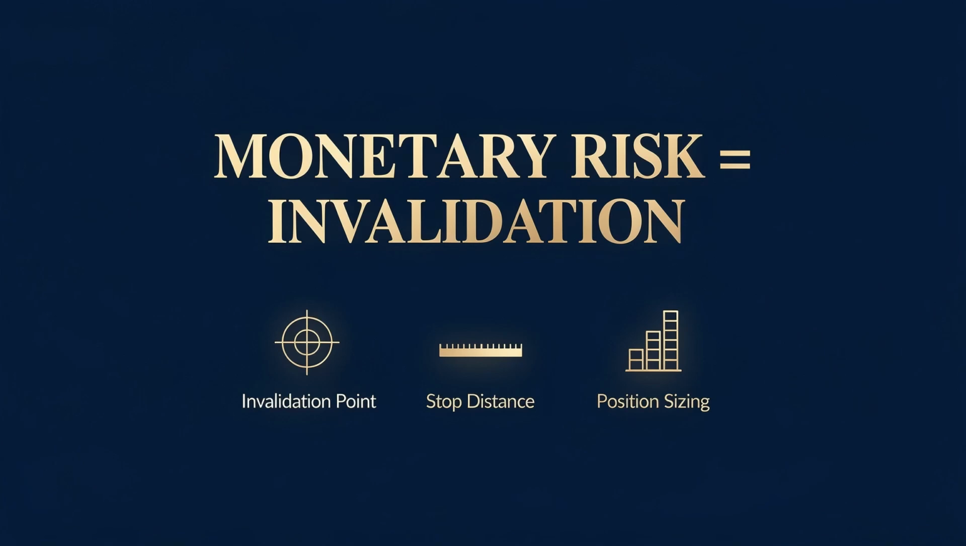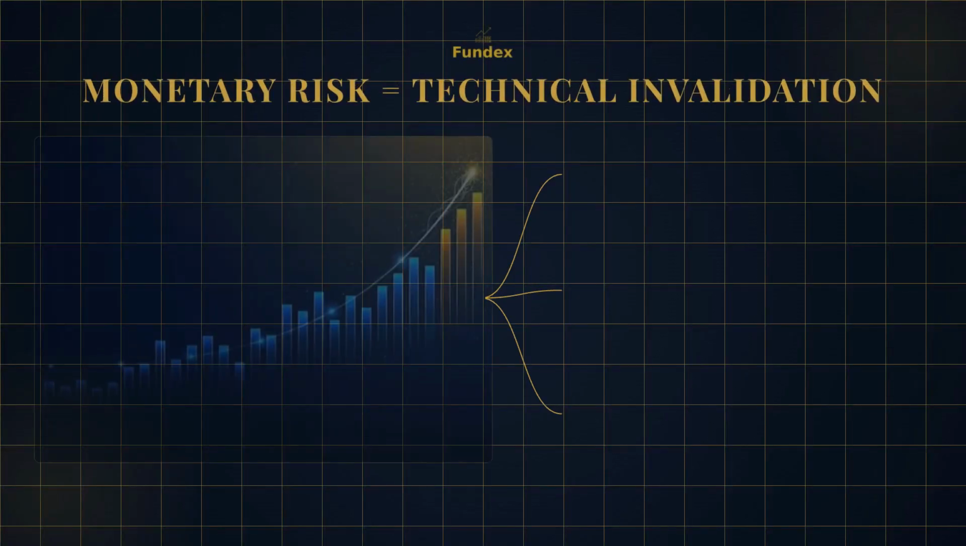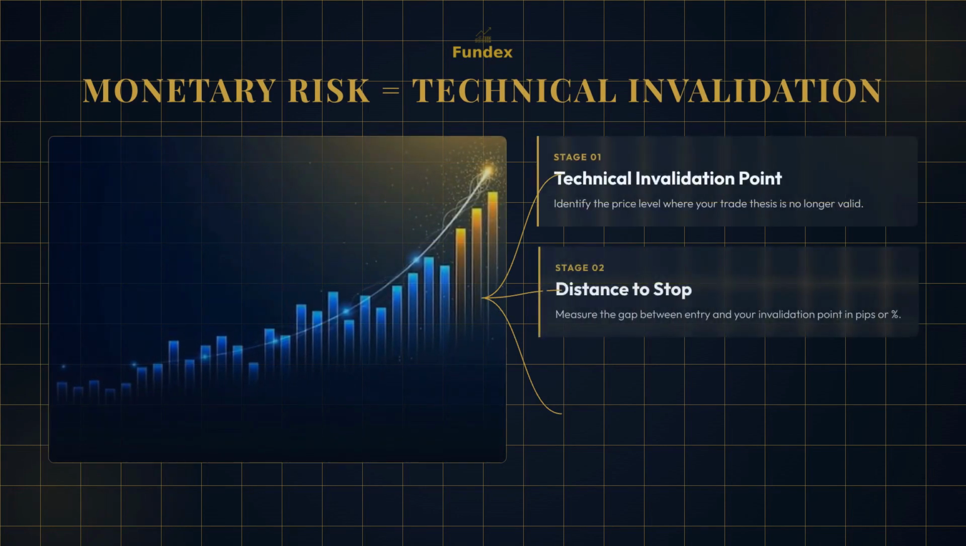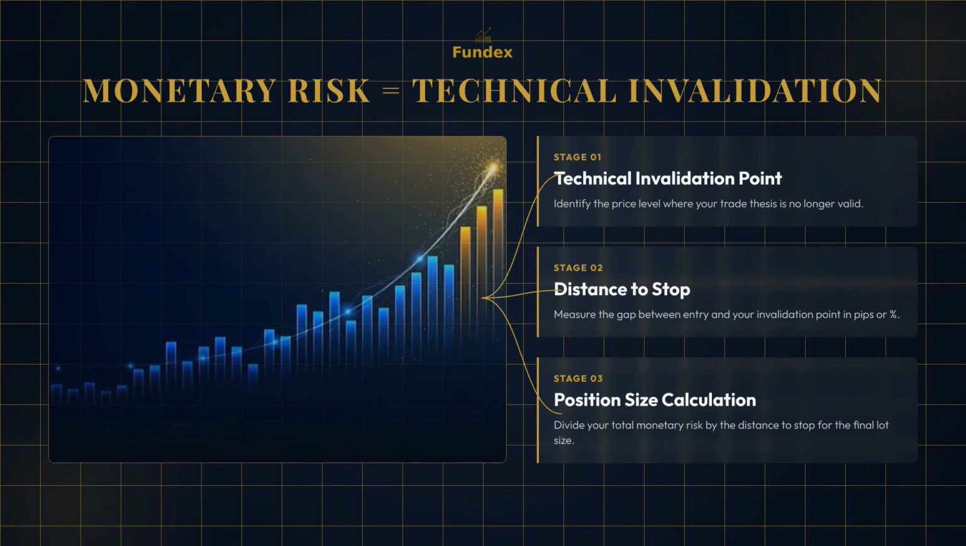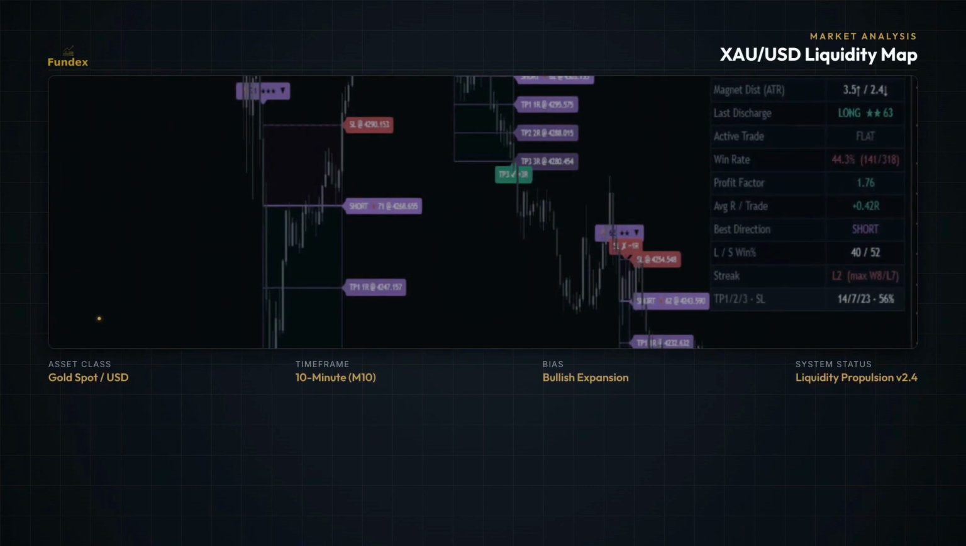The protective stop should be placed at a logical invalidation point. In a bullish setup, this may be below the liquidity sweep, below the confirmed swing low, or below the institutional level that supports the trade. The stop should not be placed randomly based only on the amount of money you are willing to lose. Your monetary risk should be calculated from the technical invalidation point. First determine where the trade idea becomes invalid, then calculate the correct position size so that the loss remains within your risk limit. Your target should also be selected before entering.